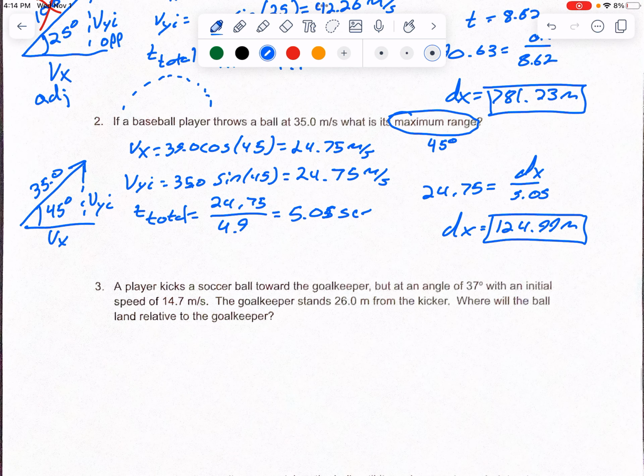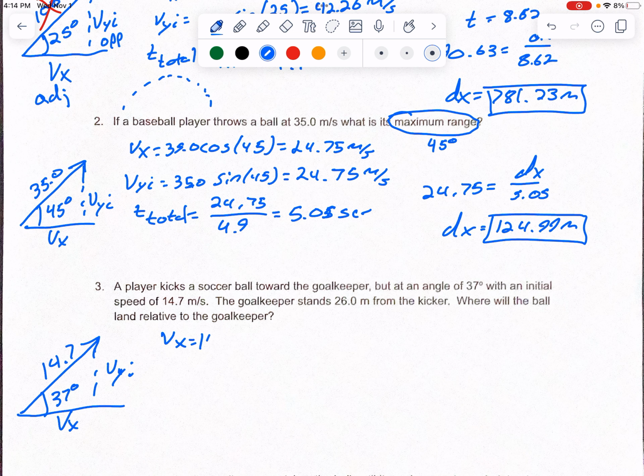Number 3, a player kicks a soccer ball towards a goalkeeper, but at an angle at 37 degrees with the initial speed of 14.7 meters per second. So I gave you the angle, it's 37 degrees. I gave you the hypotenuse is 14.7. We're going to break this into our pieces.